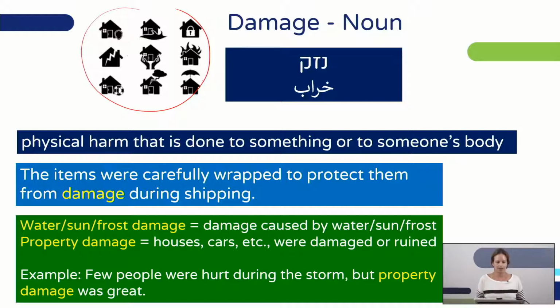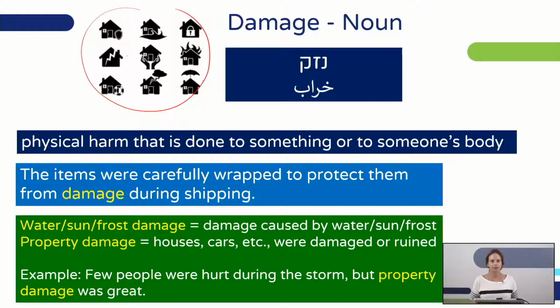shipping. Okay, now in our extras we have water damage, sun damage, or frost damage. So this is damage which could be caused by either water, sun, or frost. Okay, so for example now in Israel, especially in August, the sun is very, very strong. So if you leave maybe a book outside all day, the book can be damaged by the sun, so maybe some of the colors of the book will fade.